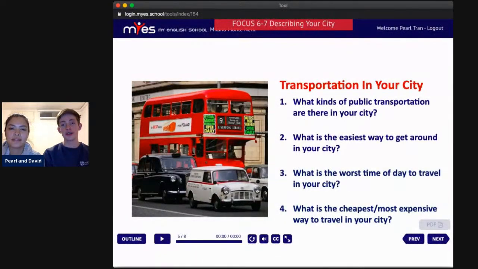Perfect. So, transportation in your city. What kinds of public transportation are there in your city? What is the easiest way to get around in your city? What is the worst time of day to travel in your city? And what is the cheapest or most expensive way to travel in your city?